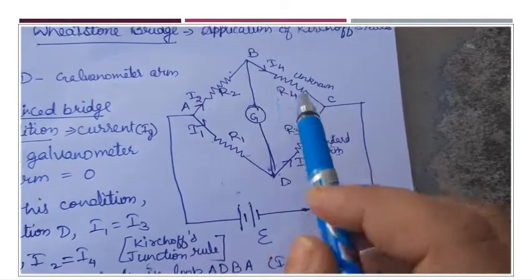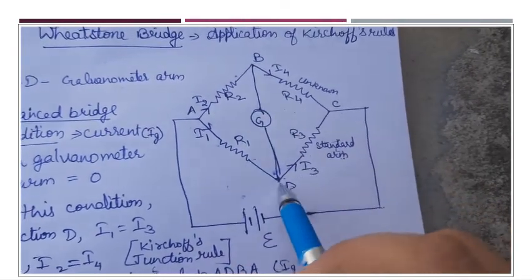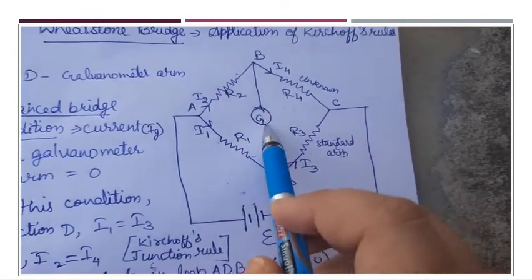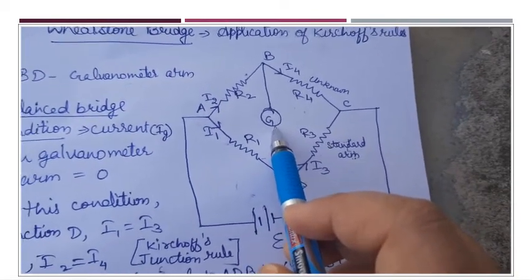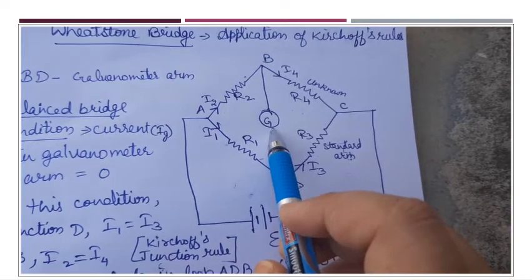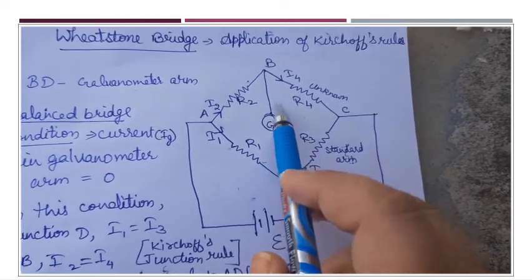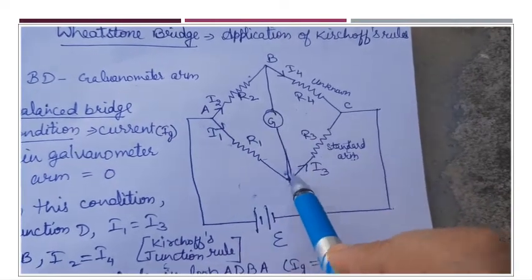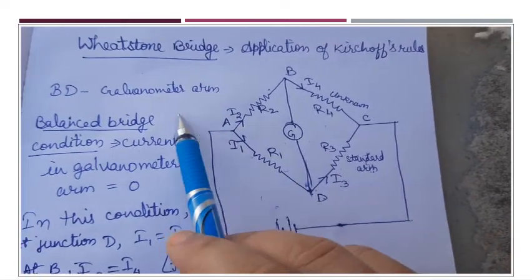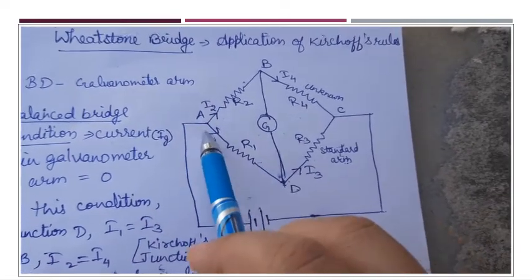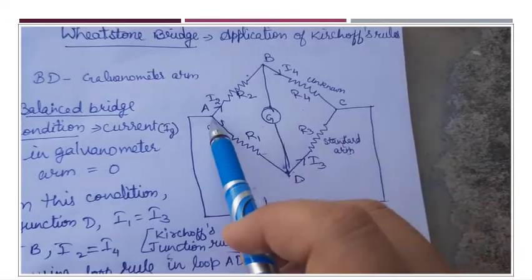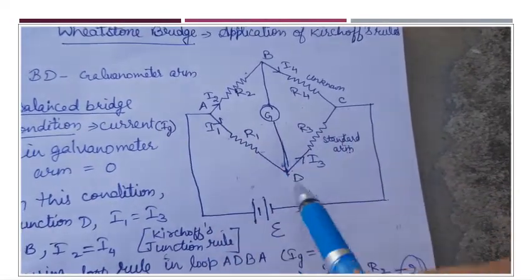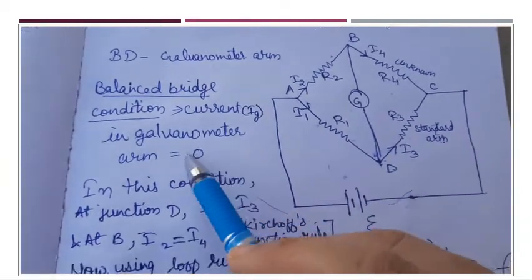They are connected to form a circuit. In the middle arm BD, a galvanometer is connected. A galvanometer is a device which is used to measure small currents in the circuit. So it measures the current flowing in the arm BD. That's why it is known as the galvanometer arm. And then the terminals A and C are connected to a battery.